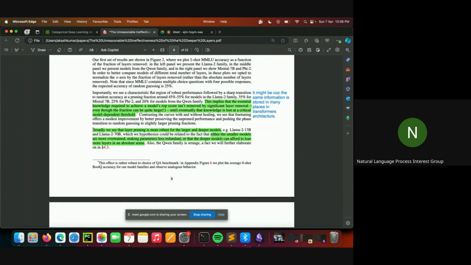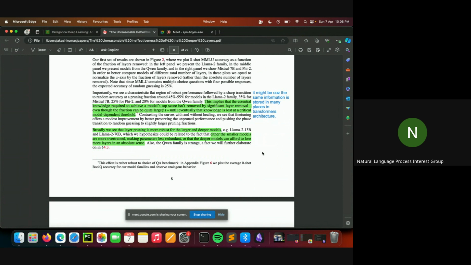And the authors suggest that broadly they see that layer pruning is more robust for larger and deeper models. So let's say, okay, one question: by layer pruning, are they pruning the entire layer, or are they just removing some of the weights?